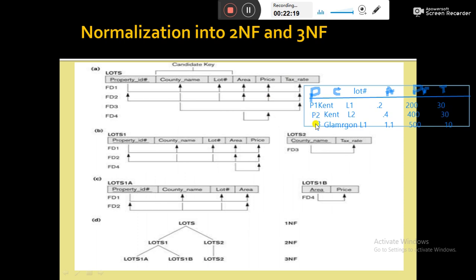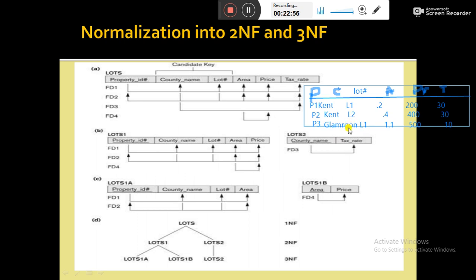Next, we are adding the third record, property ID P3. Again, it's a unique value. The county name this time is Glamorgan. Now, if you look at that point, lot number is L1, which is already present in the first record. That means lot number is not unique throughout, but it is unique only within a county. So L1 is there in Kent as well as L1 may be there in Glamorgan also. L1 is not unique across counties, it is unique within a county.